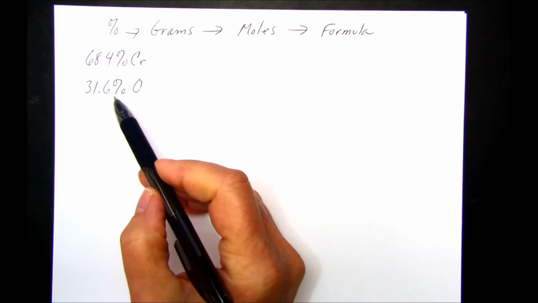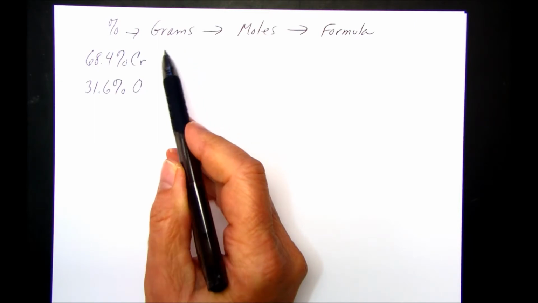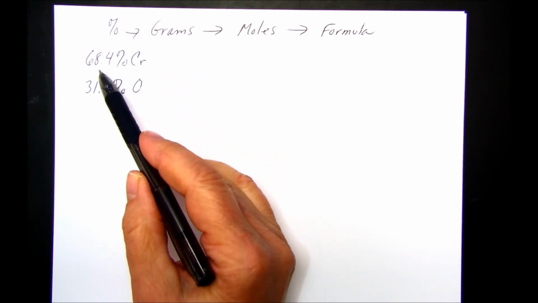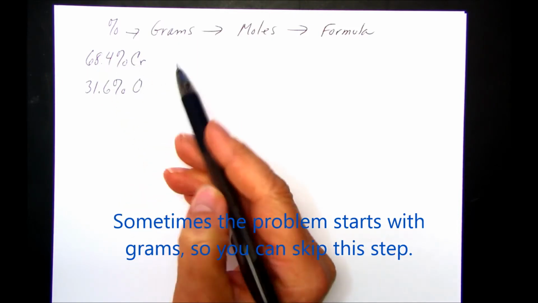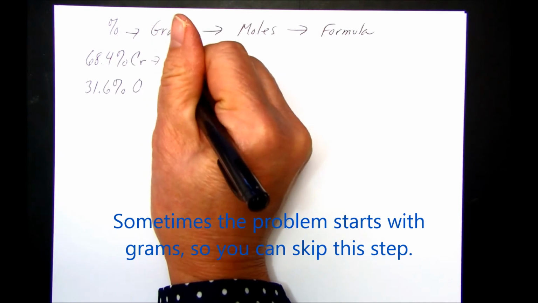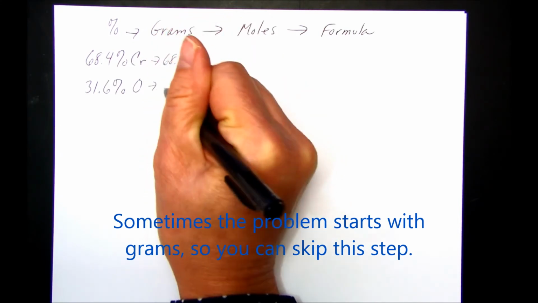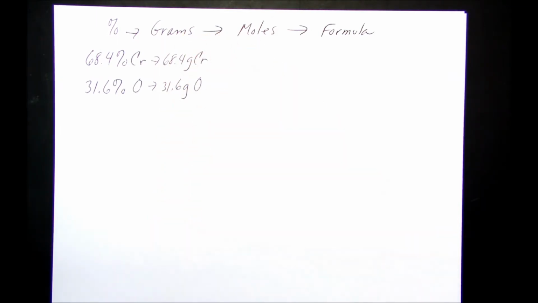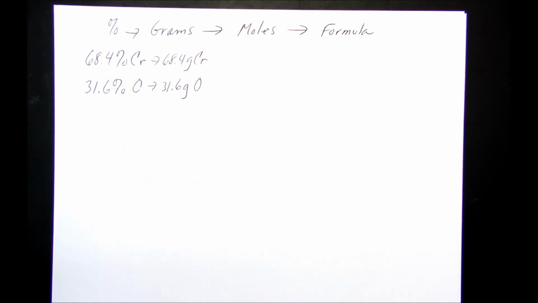So what we do if we start with percentage to get grams is we say, okay, if we had 100 grams of the substance, that would give us 68.4 grams of chromium and 31.6 grams of oxygen. So real easy. If they give us percentages, just call that percentage grams.